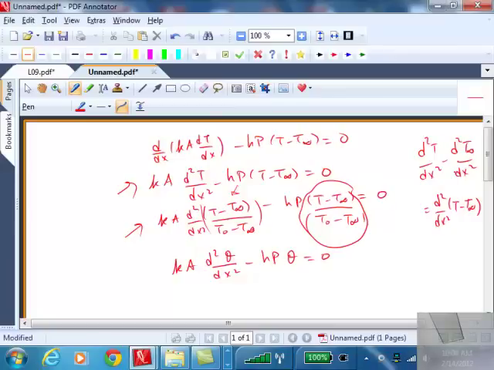But I have not done anything. The T minus T infinity already exists in that term. The second term has T minus T infinity as it is in the model. So I have not done anything. So this is the model. This is the starting point. We derived this before.